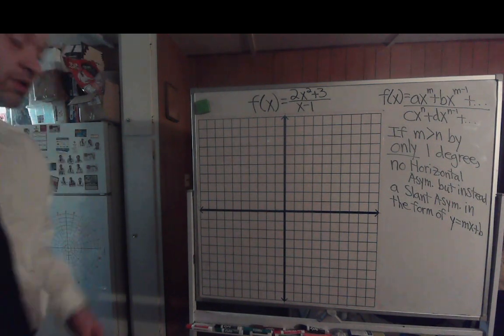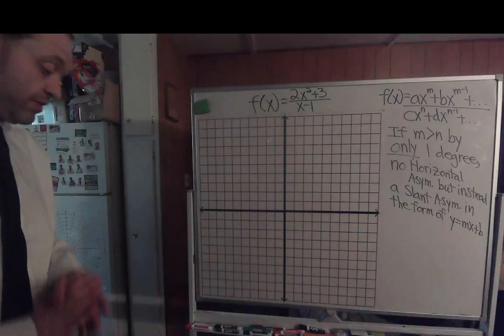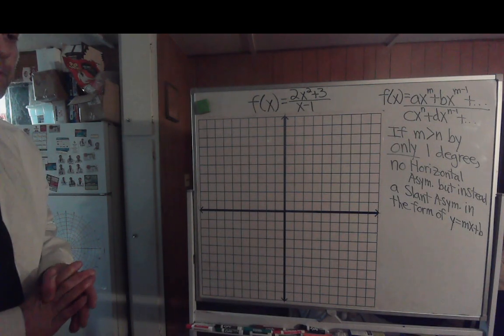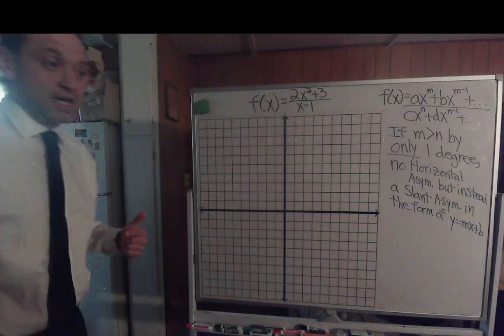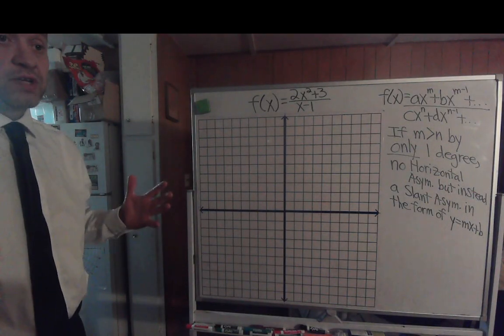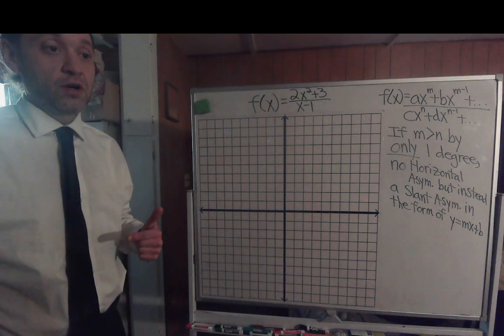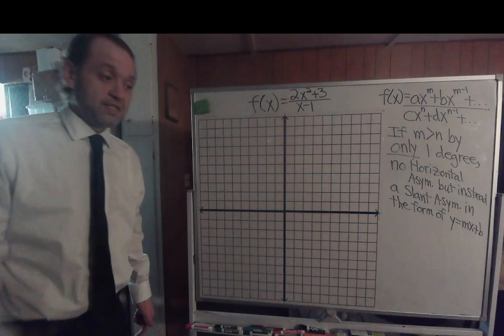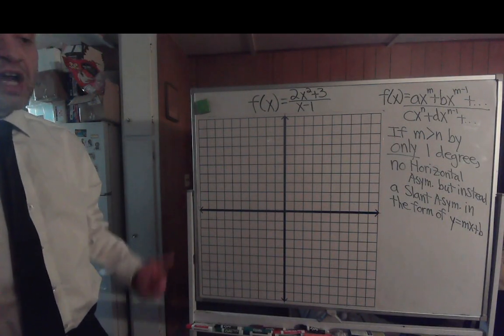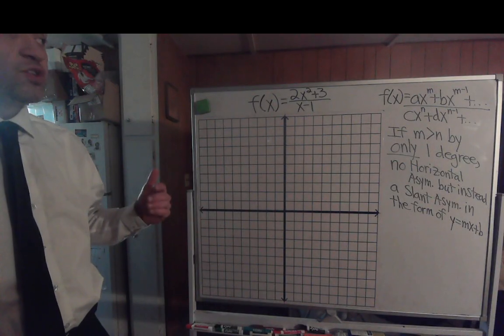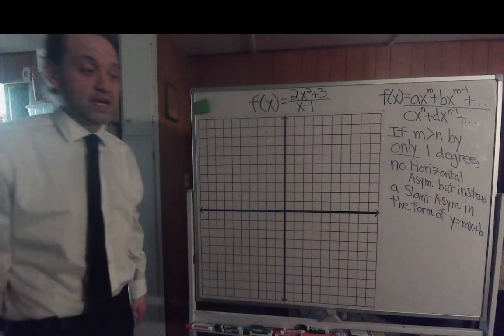Hello everybody, welcome into the last lesson of graphing rational functions. So in the first lesson we talked about graphing rational functions in which the degree of the numerator was less than the degree of the denominator. And then in the very last lesson we just did, we talked about graphing rational functions when the degree of the numerator equals the degree of the denominator.